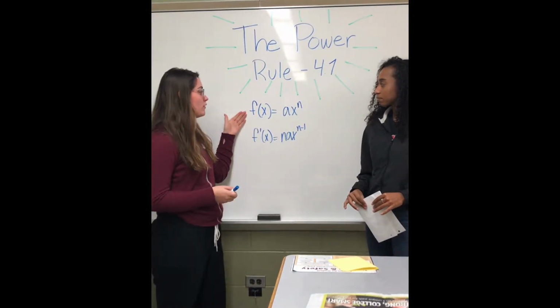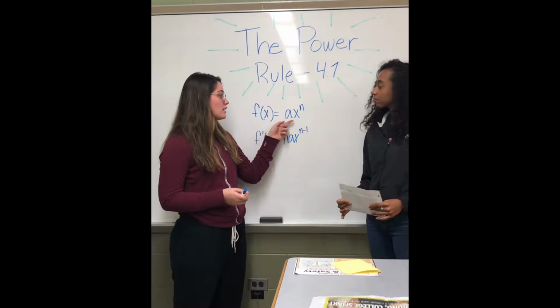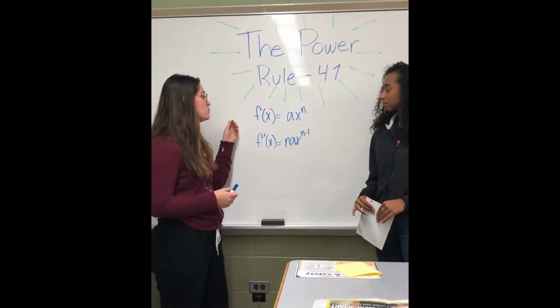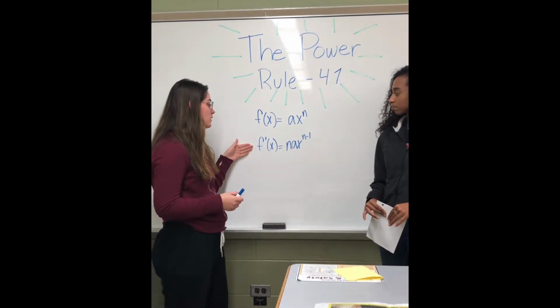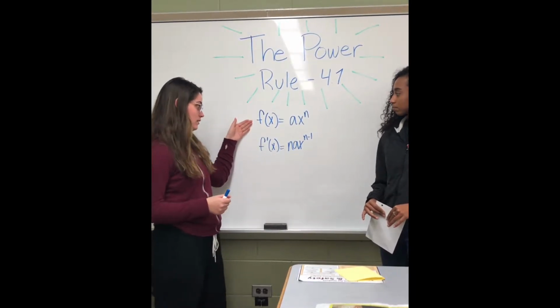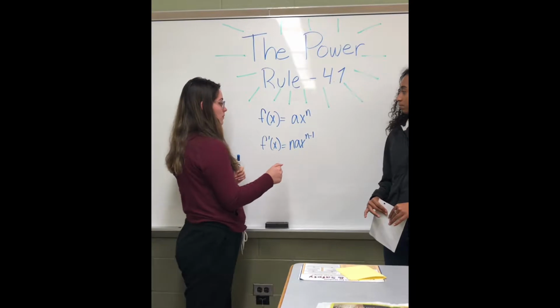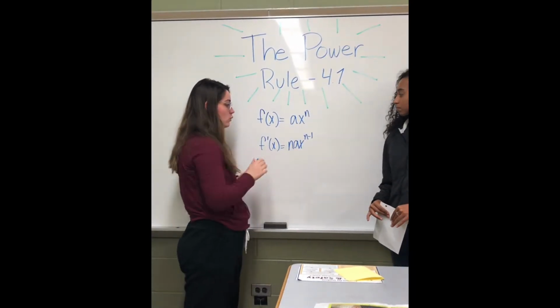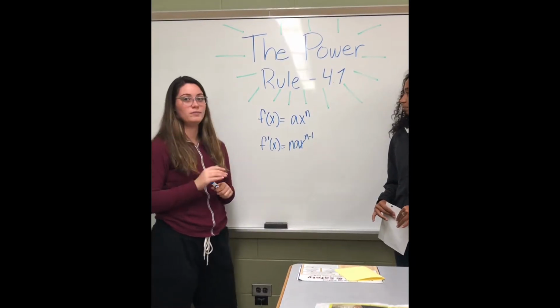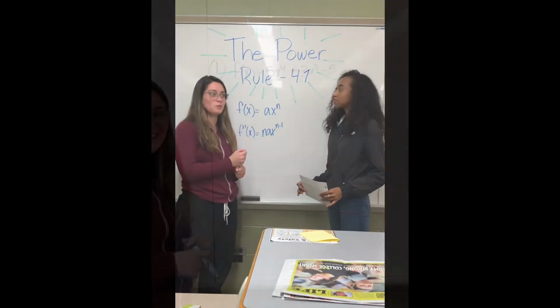So f of x equals ax to the power of n is its simplest form. Then to find the derivative of this equation, you will multiply n by a, and then you'll subtract 1 from n, and that is the power rule. And then we will show a few examples.